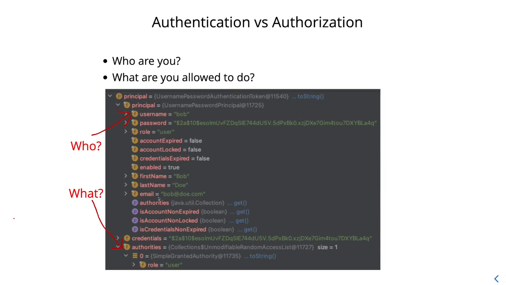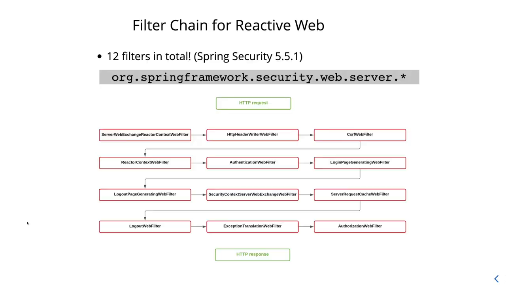Authorization, on the other hand, answers the question, what are you allowed to do? In my case, the user seems to have just a simple user role, meaning that he will probably be able to view and edit his own profile page, but he most likely won't be able to view and edit information about any other users in the system. Here's the filter chain in detail.